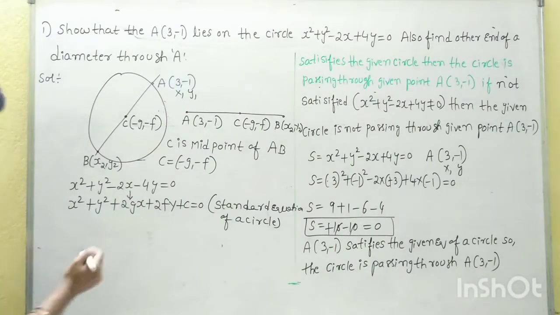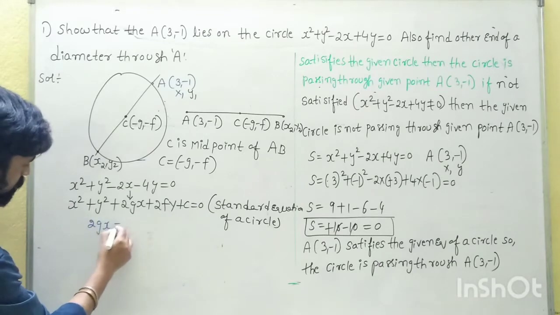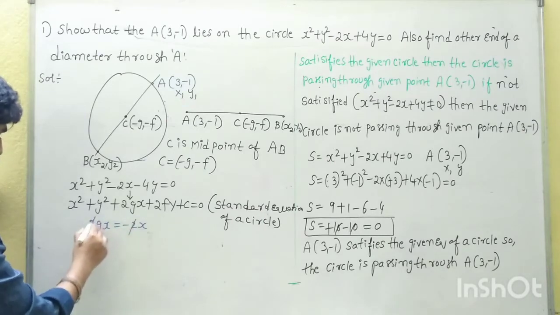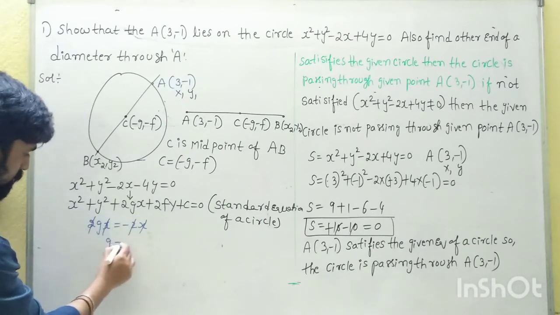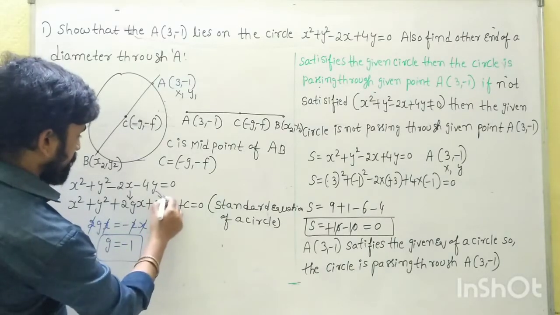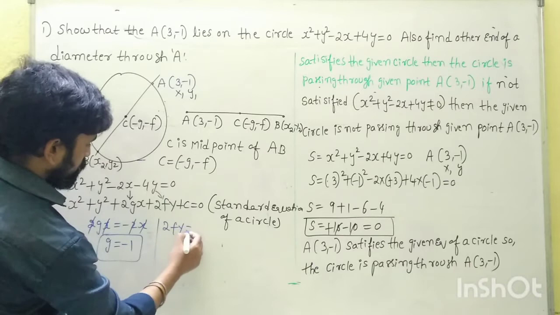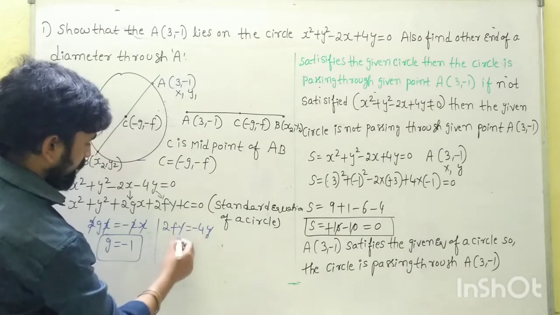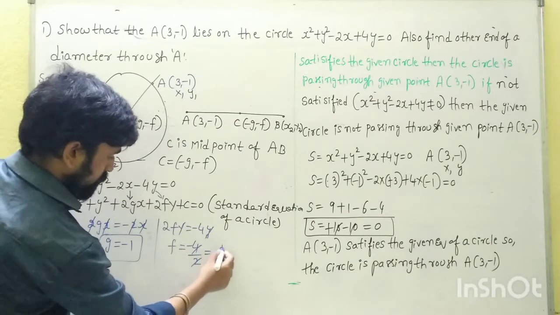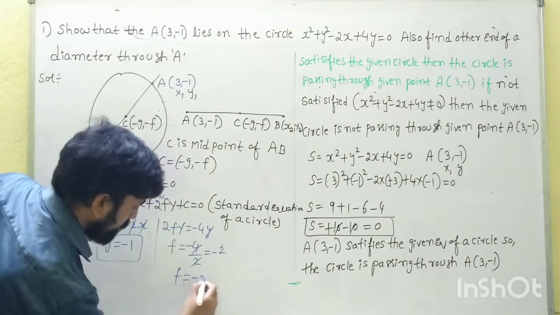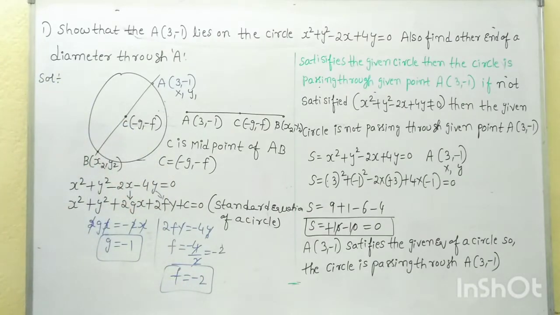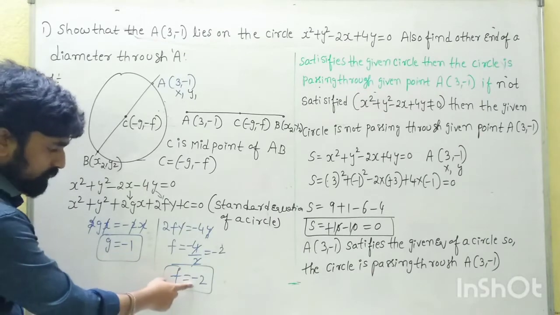Then what is the g value? 2gx is equal to -2x. Comparing the x coefficients, 2g equals -2, so g is equal to -1. We got the g value. Then what is the value of f? 2fy is equal to -4y, so 2f equals -4 and f is equal to -2. So g equals -1 and f equals -2.